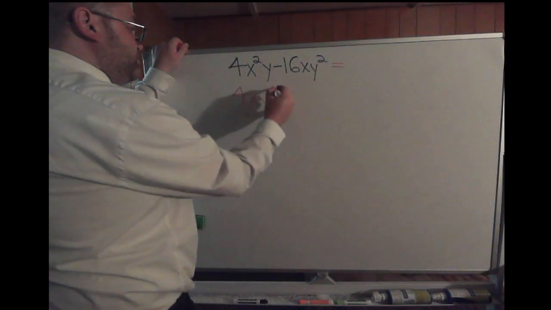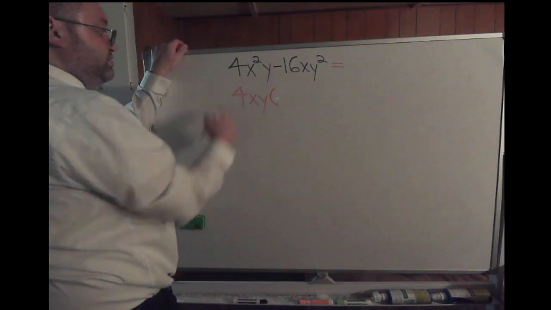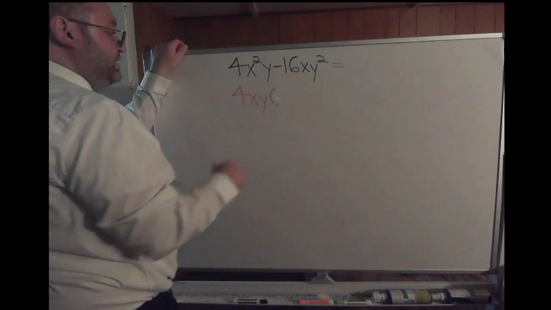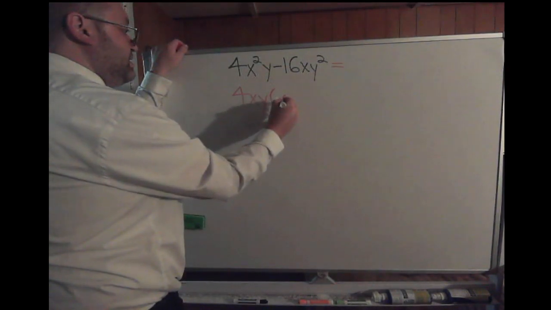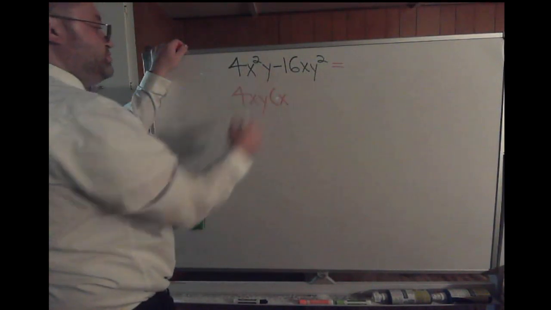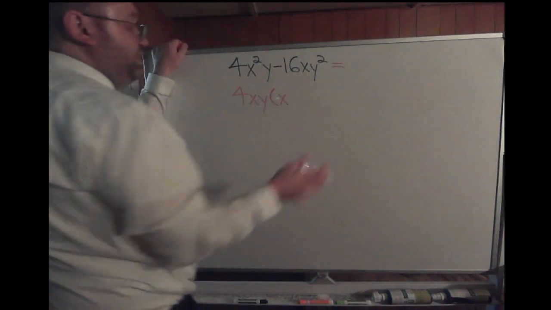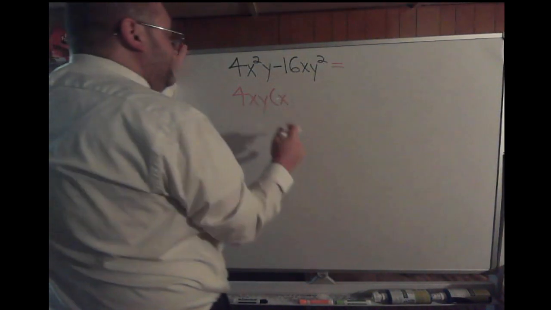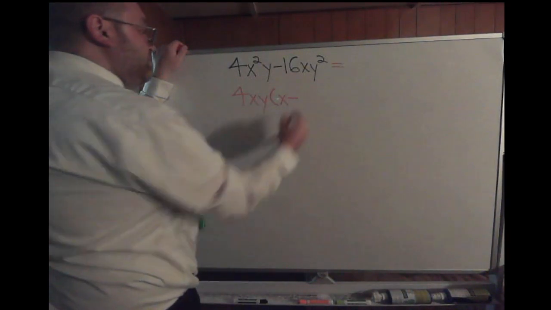Now that you've established that, form your parentheses. 4 times what equals 4? That'd be 1. You don't got to write that. X times what equals x squared? X. Y times what equals y? 1. So we don't got to write that because it would have been 1 times x times 1, just leaving you x. Minus 4 times what equals 16? Well, that'd be 4.